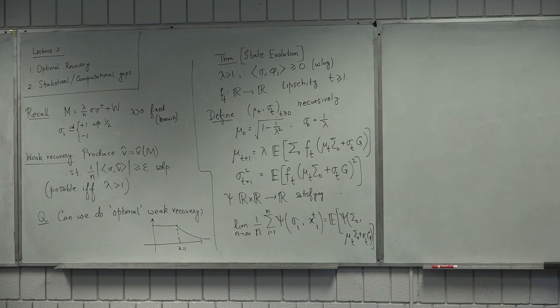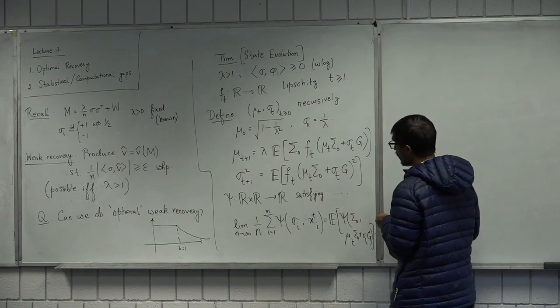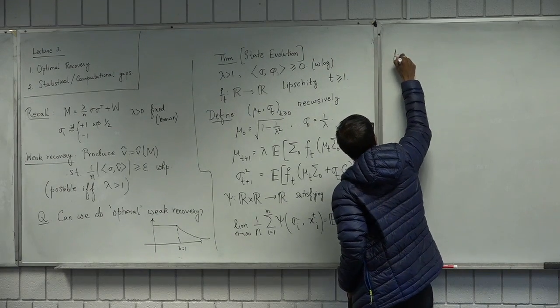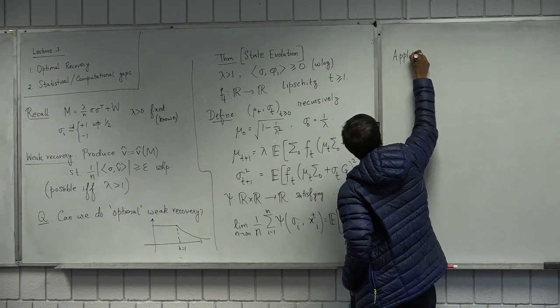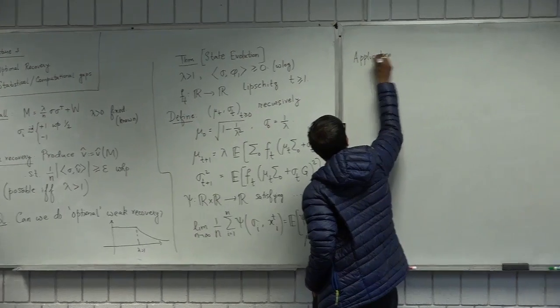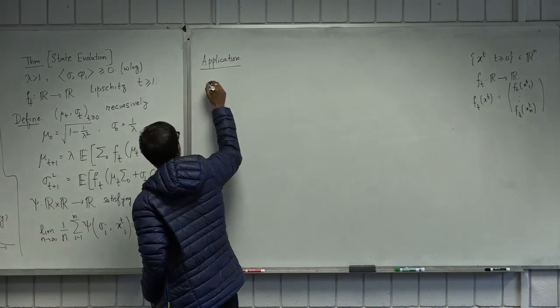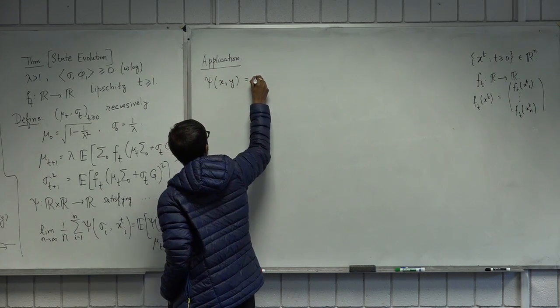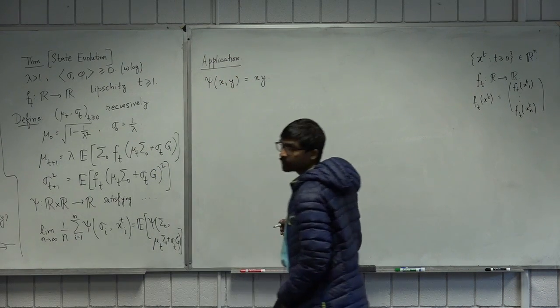Yeah, but then how is this implying that it is normal? It is kind of normal. Okay, so let me do one example. Maybe that will be helpful, right? So what I mean by this is that, for example, as an application, if I take psi of x and y to be just the product function xy, right?